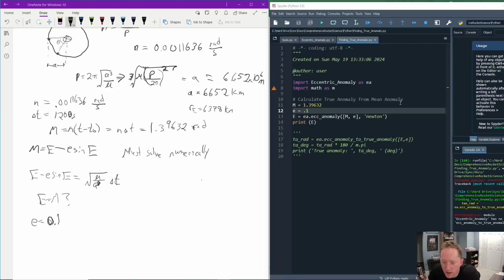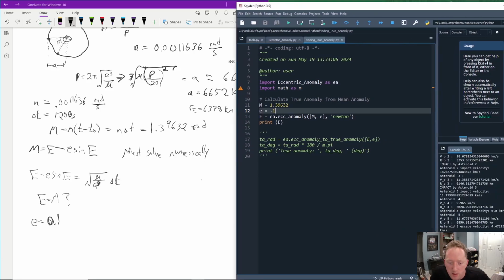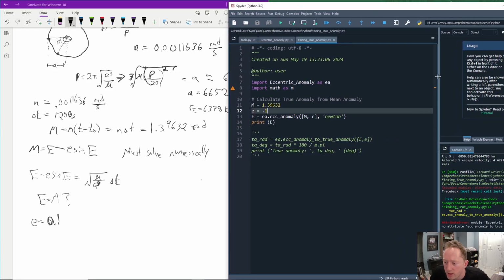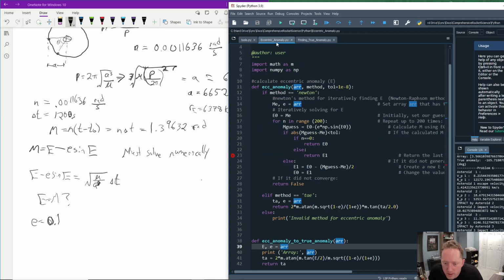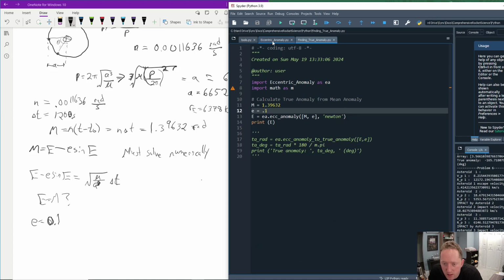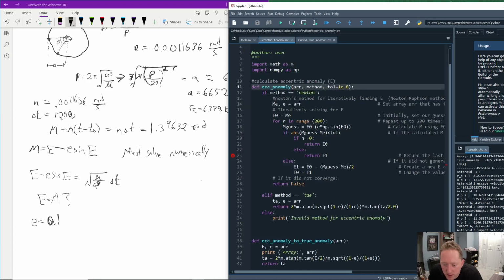All right, so now I've got Python up. I'll go ahead and make this a little bit bigger too. So this is what I got in Python. We'll start with the eccentric anomaly file. This file is actually going to find your eccentric anomaly based on the method that you pass to it. So you can see here there's a couple different ways to do it.